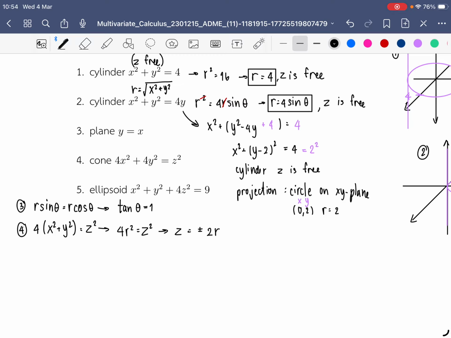You guys remember this cone? How does it look like? The cone has two faces, right? The orientation, what is the orientation? It's opening to which axis? Z, right? The center here is (0, 0, 0).